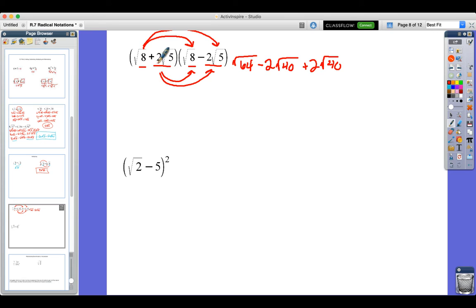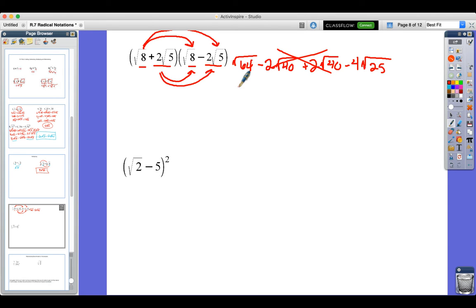So here's where it gets tricky. We get 2 times 2, we get 4. And then radical 5 times radical 5 is radical 25 right there. So then let's go and simplify this. So here we got a negative 2 radical 40 and a positive. They cancel each other out. Hallelujah, because that was complicated.